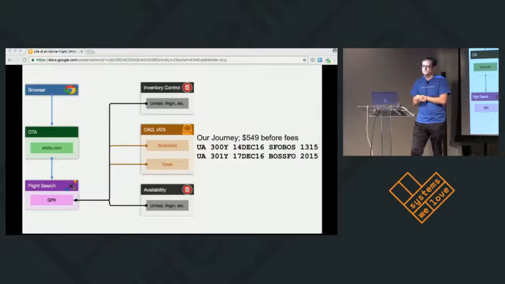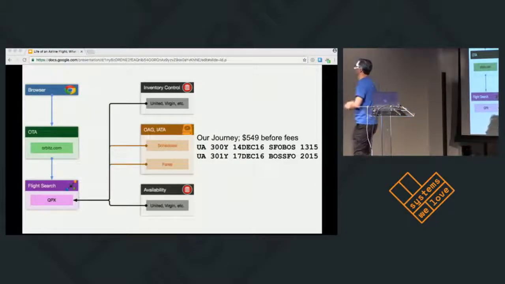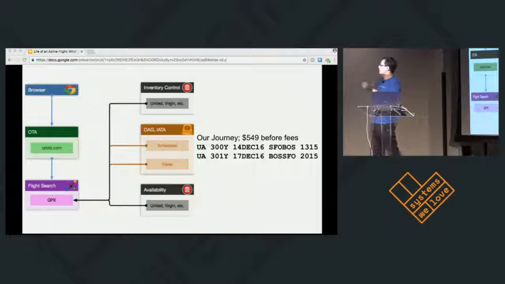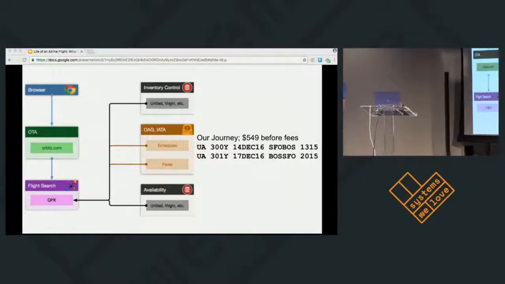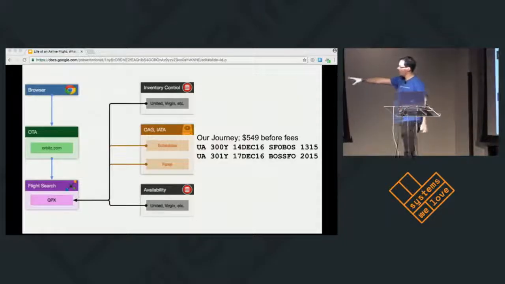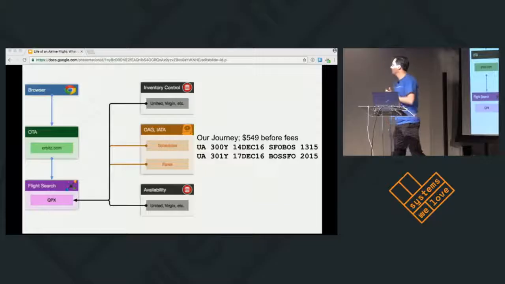Back to our flight. So we're starting to see some more of the systems involved here. There's you, the browser up there. There's orbitz.com or whatever your OTA is. And down in the corner in this purple box is QPX. That's the software that ITA built. There are other analogs, other ones that search.